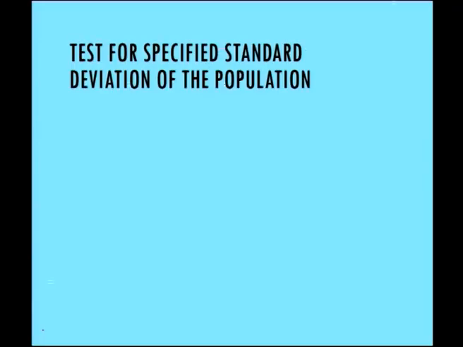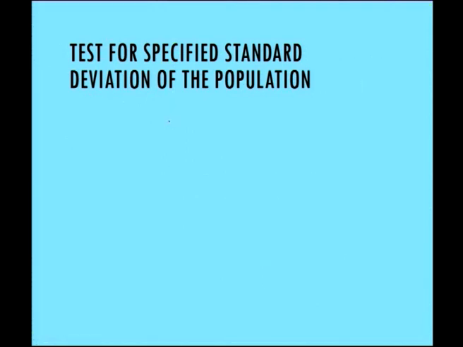Now, continuing with the large sample test, so far we have studied Z test for single mean and Z test for difference of means. Using Z test for single mean and Z test for difference of means, we have done problems, including problems in estimating the intervals of the population parameter. Now, in continuance with the large sample test, the next test is the test for specified standard deviation of the population.